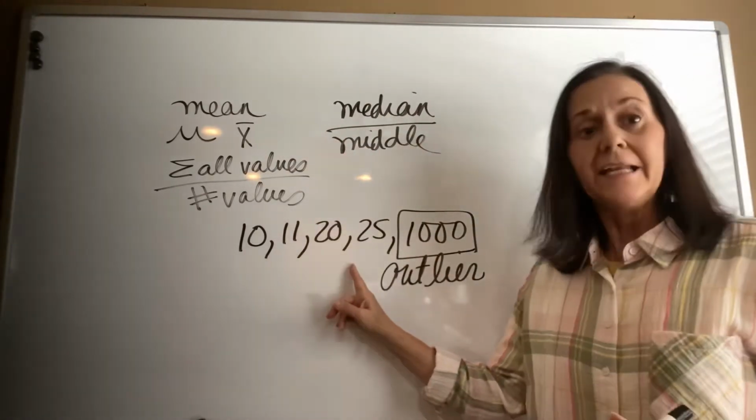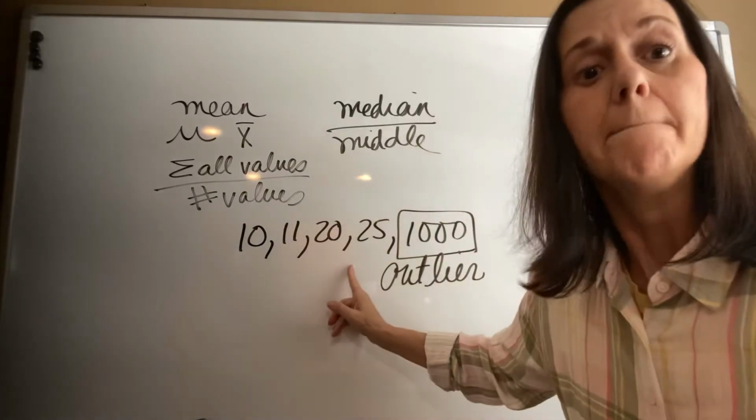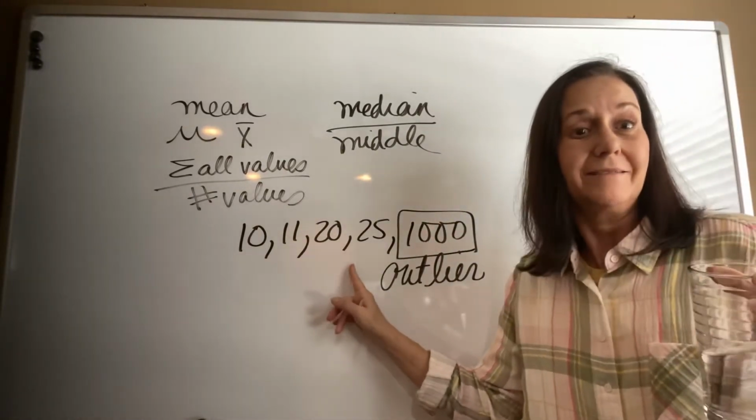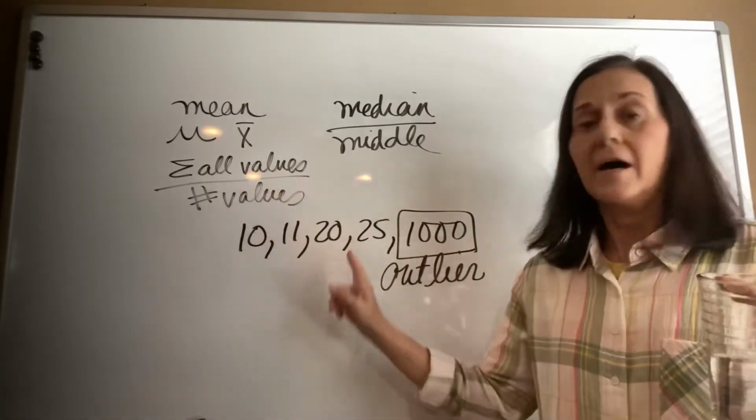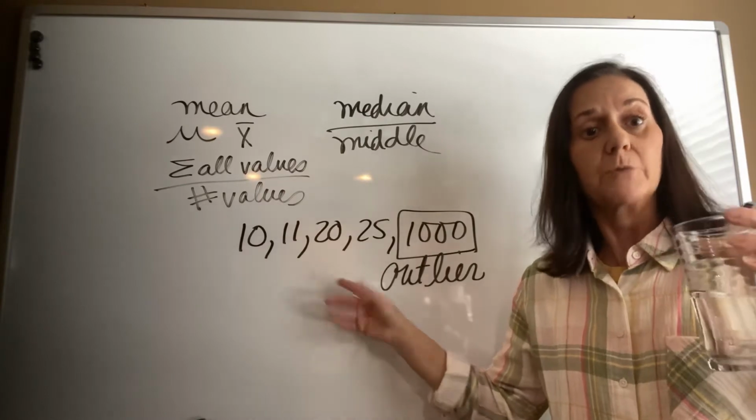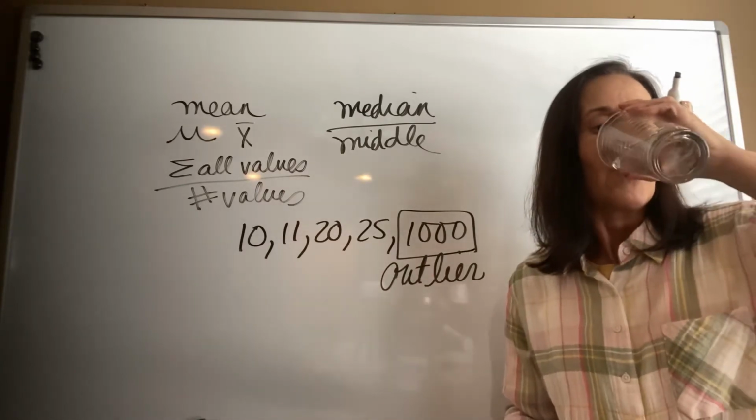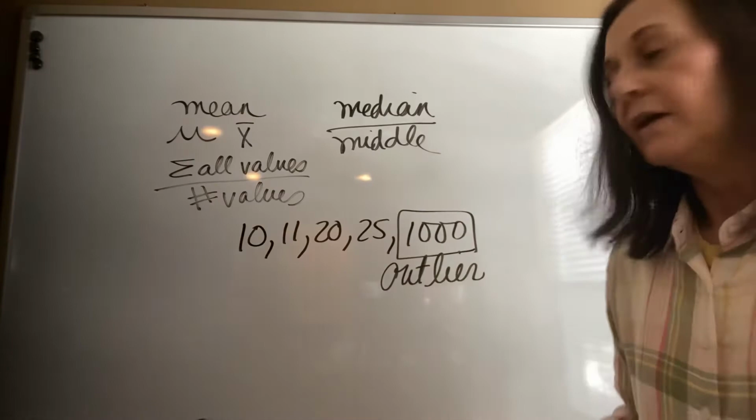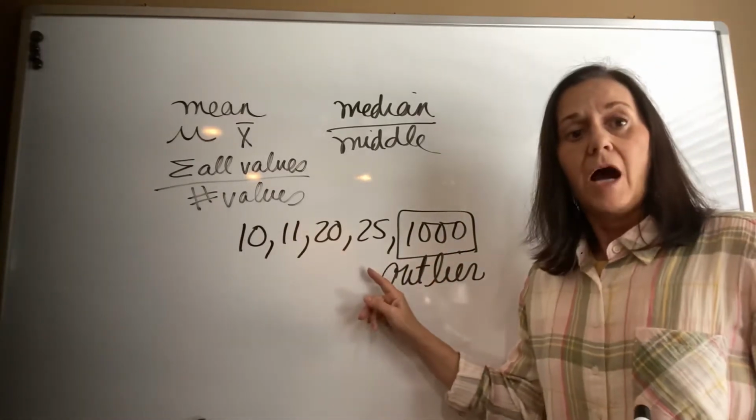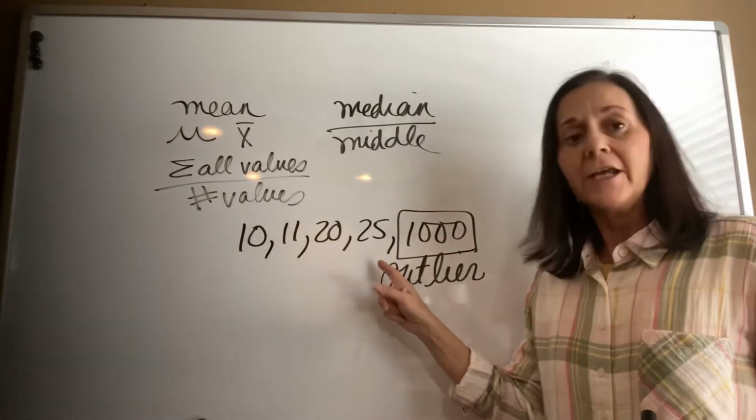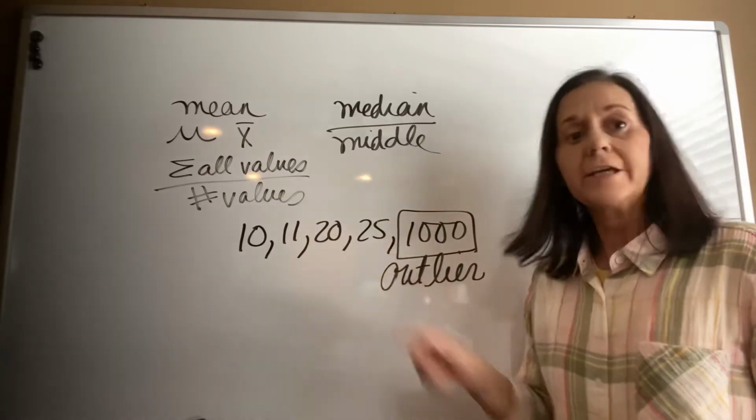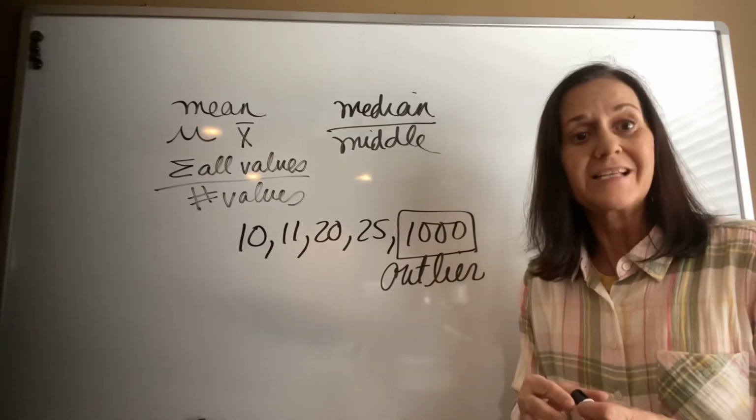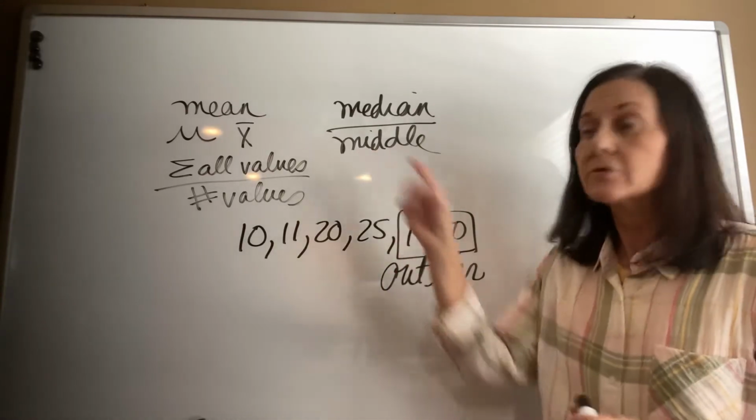So the median would be a better measure for central tendency than the mean for this set of numbers. So when you have an outlier, it would be more accurate to look at the median to see where your center is as opposed to the mean.